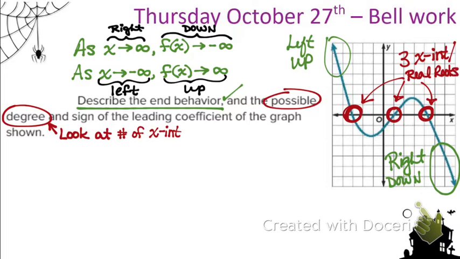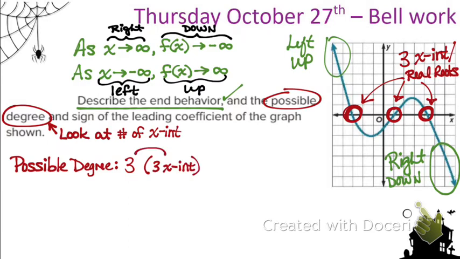So what is our possible degree here? Remember, the degree is going to be the biggest exponent on an x. It has to be a number. 3. Possible degree is 3, coming from 3 x-intercepts. So far, so good? Yep.